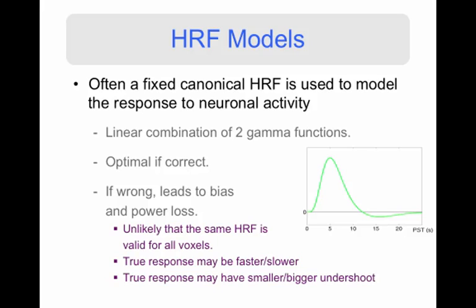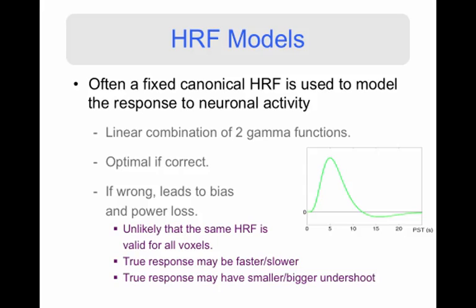And this allows us to model both the rise that occurs and also the undershoot that occurs after, say, 10 to 20 seconds. And if this is correct, then it's optimal to assume this shape. However, if it's wrong, which it's bound to be in a lot of places in the brain, this will lead to bias and potential power loss.